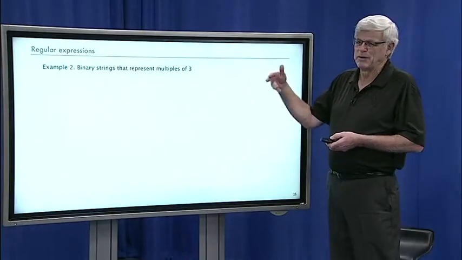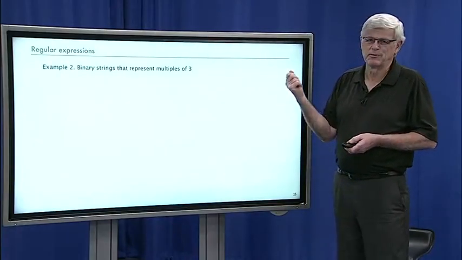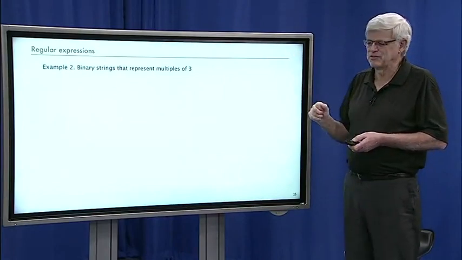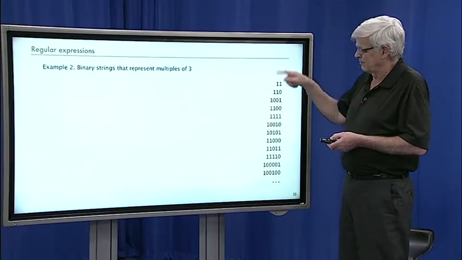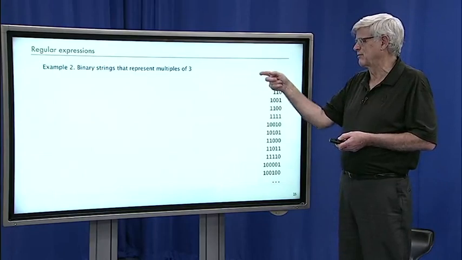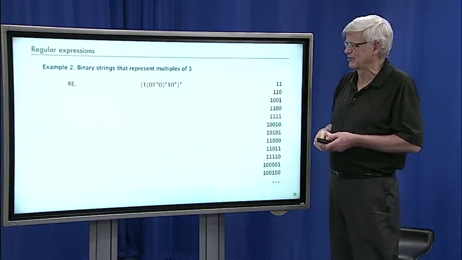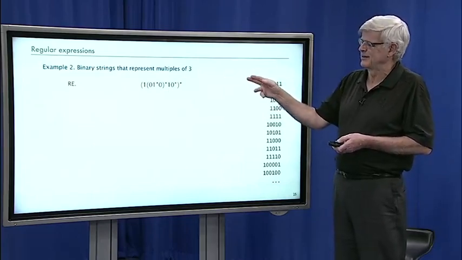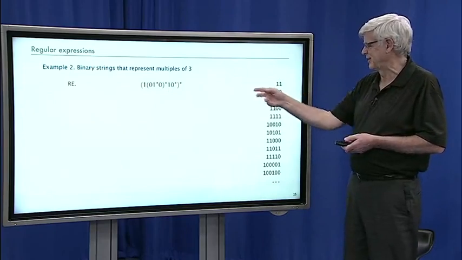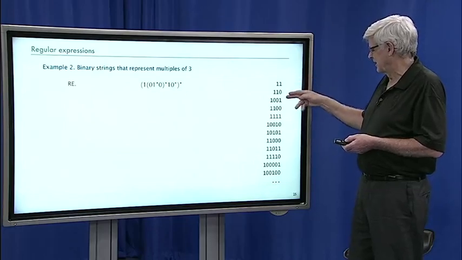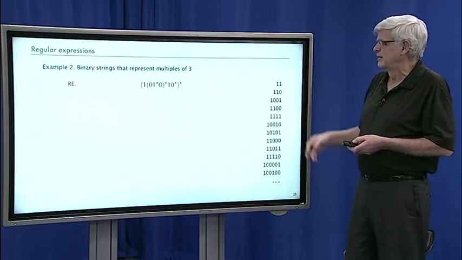Here's another example. What about binary strings that represent multiples of 3? This is a famous example of a finite state machine with 3 states. You can derive a finite state machine for this, or you can get this regular expression. I'll leave it to you to believe that this represents multiples of 3, but that's the one. This is 3, 6, 9, 12, 15, and so forth.